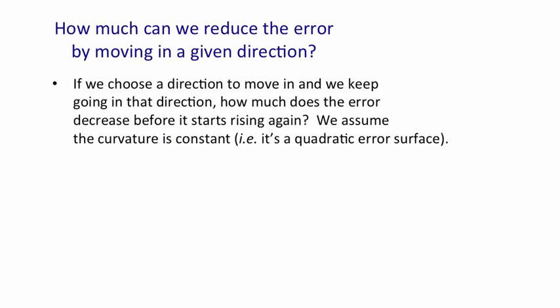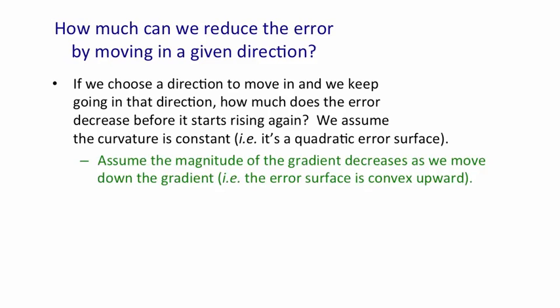When we're training the weights of a neural network, we're trying to get as far down the error surface as possible. So one question is, if we choose a given direction to go in, how much reduction in the error can we achieve by going just the right distance in that direction? How much does the error decrease before it starts rising again? And here we'll assume that the curvature is constant, i.e. we'll assume it really is a quadratic error surface.